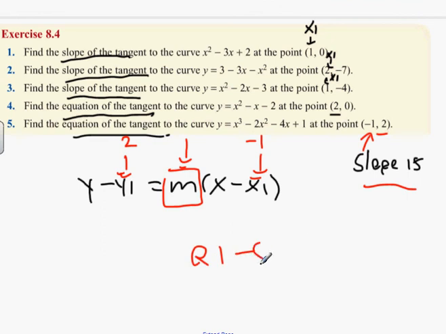Your homework tonight is questions 1 to 5 on page, what page is it? 254. One second, Dennis.